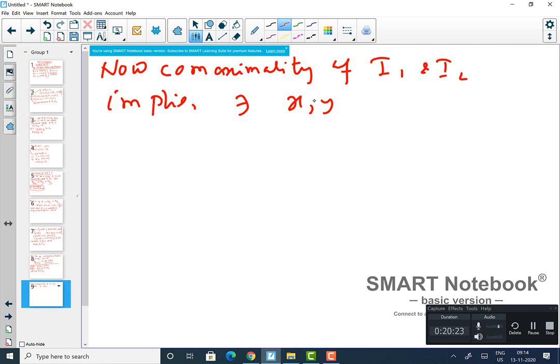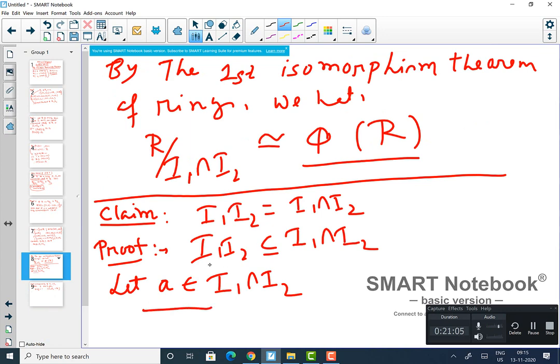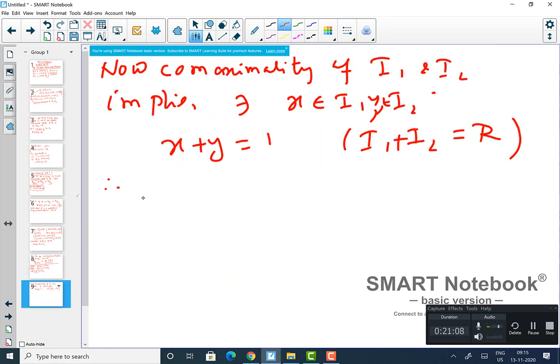So let me write down properly here. So x belongs to say I1 and y belongs to I2 such that x plus y equals 1, right? Because they are co-maximal, right? And the sum I1 plus I2 equals full R. And you know that R contains 1. So for 1, you have something, right? You can write down this thing, right? And what does that mean? That means if you multiply by this element a, which is some arbitrary element of the intersection, then a can be written as ax plus ay, right?